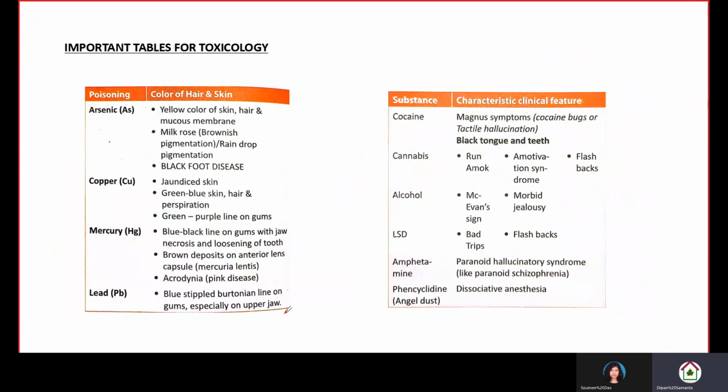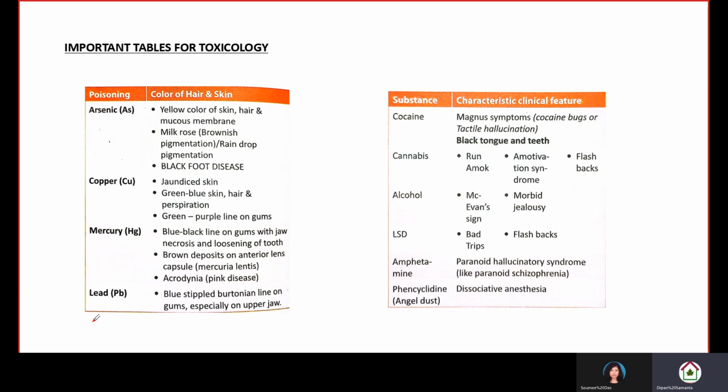Okay, so we are at almost the last part of our FSM, forensic medicine. This is about toxicology. Before starting toxicology, we will see one of the most important tables for toxicology: in different poisonings, what will be the color of hair and skin. In arsenic, there is yellow color of the skin, hair and mucous membrane.